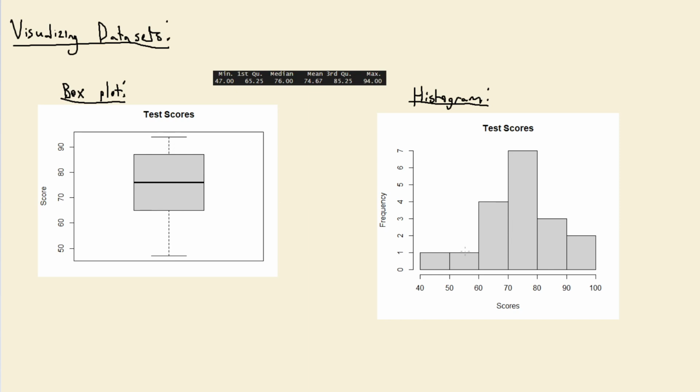And so what you would expect is that these very low scores would be bringing the numerical average, or the mean, down from the median, which is closer to what you would call the visual center of this graph.